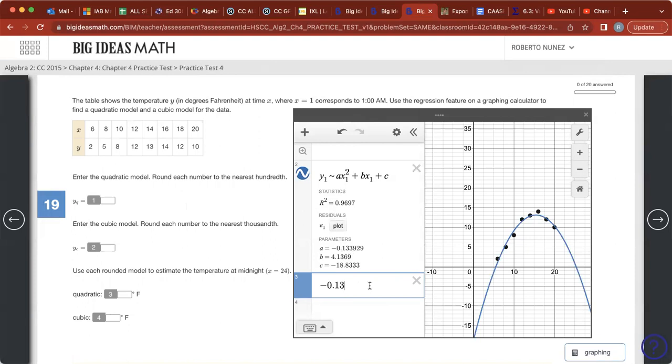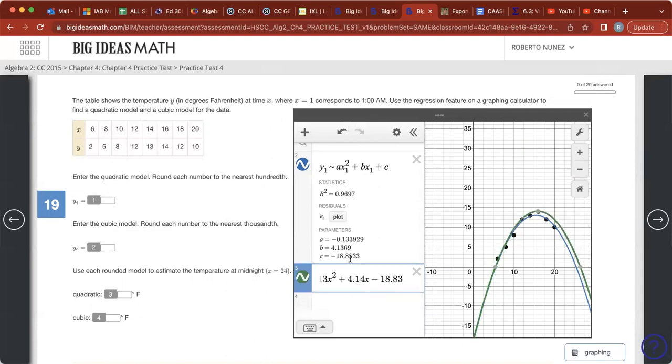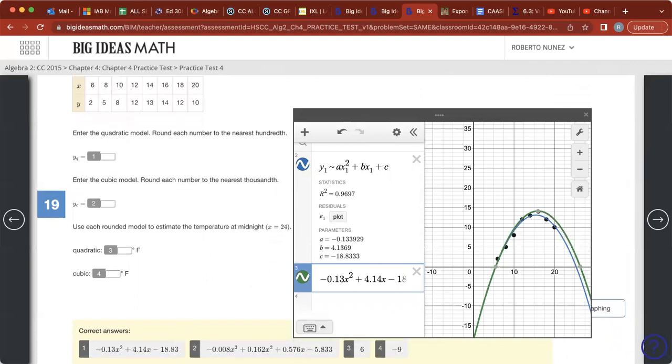So we're gonna do this, x to the second power, and then we'll do plus 4.114 x to the first power minus 18.83. Right, and so that becomes the closest quadratic function that will fit as an answer. And so if you look down here, you'll notice that this is the correct answer: negative 0.13, 4.14, and 18.83. So that was us entering a quadratic model.